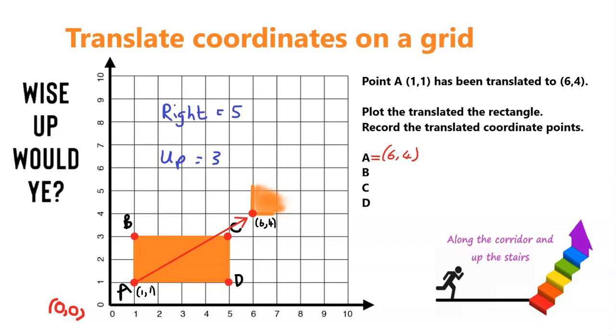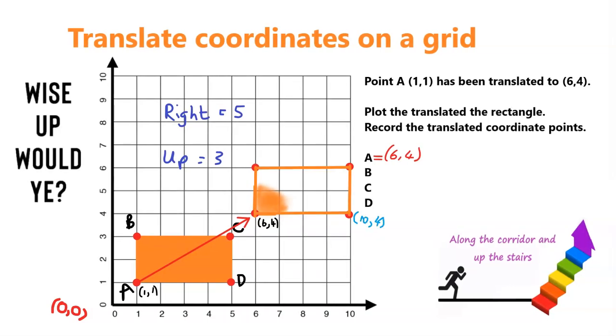We'll translate each of the vertices or the points B, C and D through the same instruction. To plot point B, we'll move to the right 5 and we'll go up 3. Point D and point C. So now we can join up those new coordinate points. It's always important to remember to answer the question in the space provided. So point B, the new coordinates for point B is 6, 6. The new coordinates for point C, 10, 6. And the new coordinate for point D.